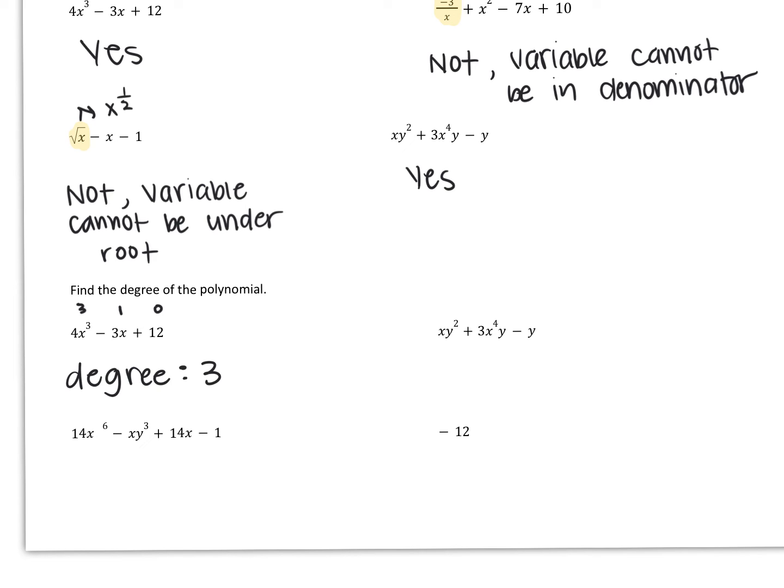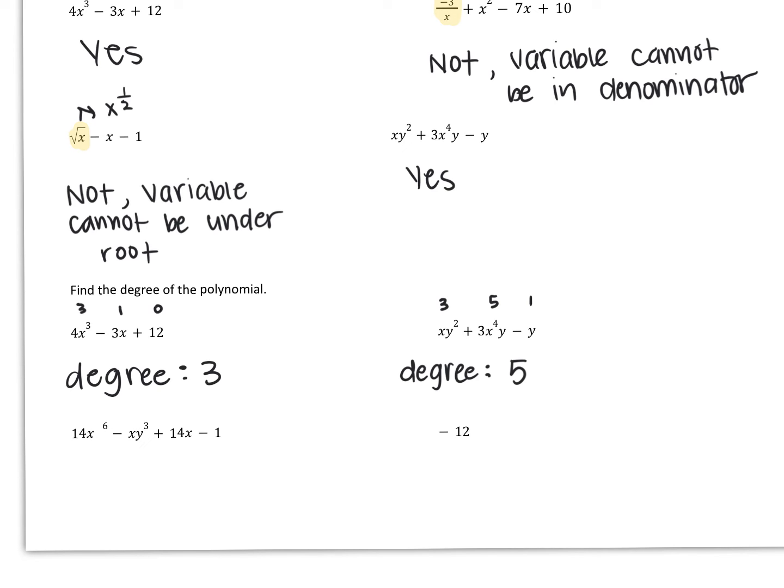Next, xy squared plus 3x to the fourth y minus y. If I have terms with multiple variables, you add the powers together to get the power of that term. In xy squared, the x has a power of 1 and the y has a power of 2, so the power of the entire term is 3. 3x to the fourth y has a power of 5, and y has a power of 1. So my degree is 5.